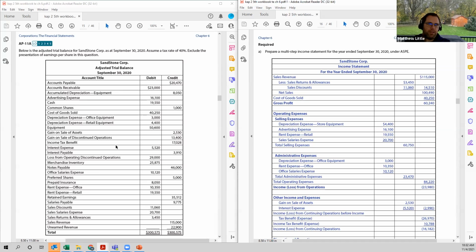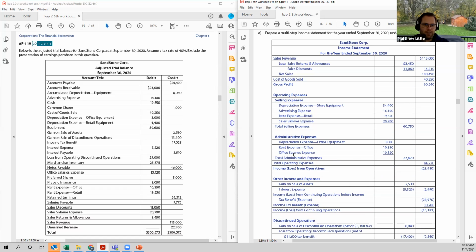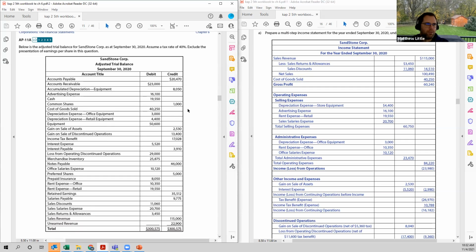A multi-step income statement shows the details of sales versus net sales. It shows COGS, gross profit, your operating expenses split and detailed out for selling and admin by major object. And then you have your other income and expenses and any discontinued operations at the bottom. So we'd have to go through the adjusted trial balance to identify what should appear on the income statement. Once you've gone through this list and identified that's a revenue, that's an expense, that's other income, and that's discontinued operations, it would then look like what's on the right-hand side of the screen.